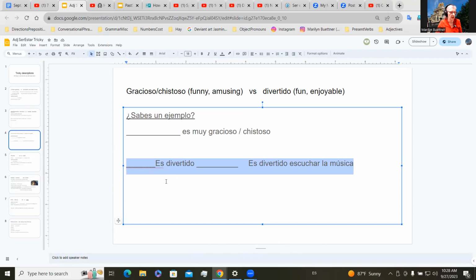Por ejemplo, una boda grande siempre es divertida. A big wedding is always fun. ¿Sí? Una fiesta de Navidad es divertida. A Christmas party is fun. ¿Sí? Algo así. So we can use it to talk about either things or activities.